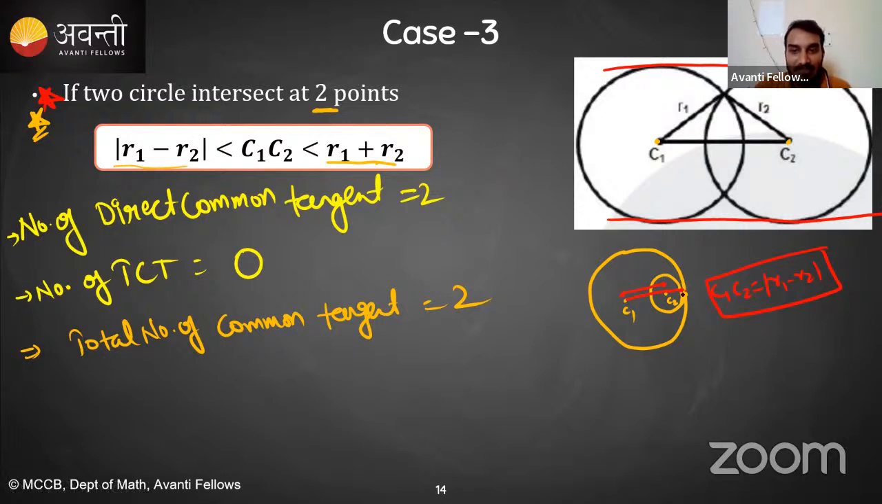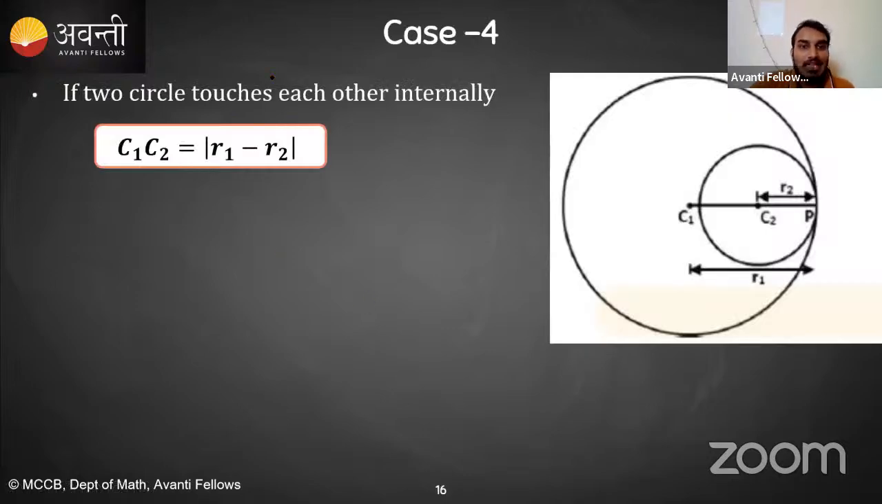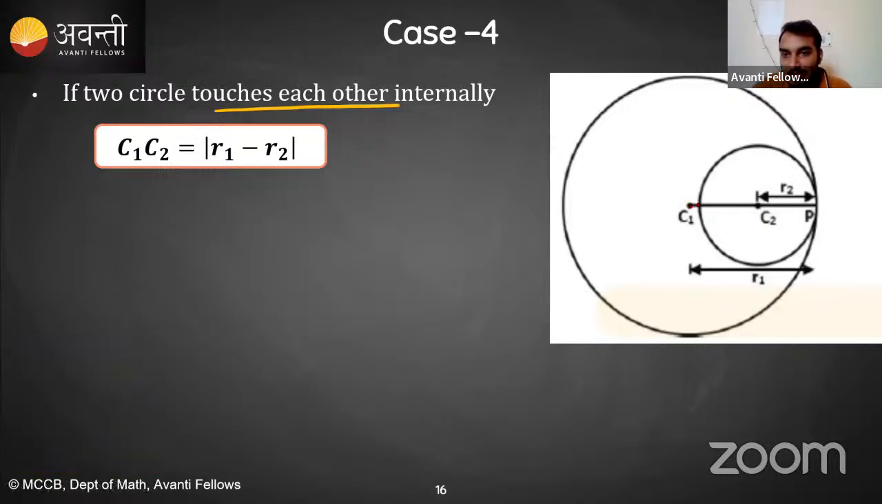This is the same case that we have discussed here: if the two circles are touching each other, but internally. So case 4 is if two circles touch each other internally, then what is the condition? The condition is that C1C2 is equal to mod of R1 minus R2, meaning C1C2 should be equal to the difference of their radii. Yes or no? This is C1C2, this is R1 and this is R2, so R1 minus R2 is this only. If two circles are touching each other, then C1C2 should be equal to mod of R1 minus R2. Okay, clear everyone? Is this condition clear?